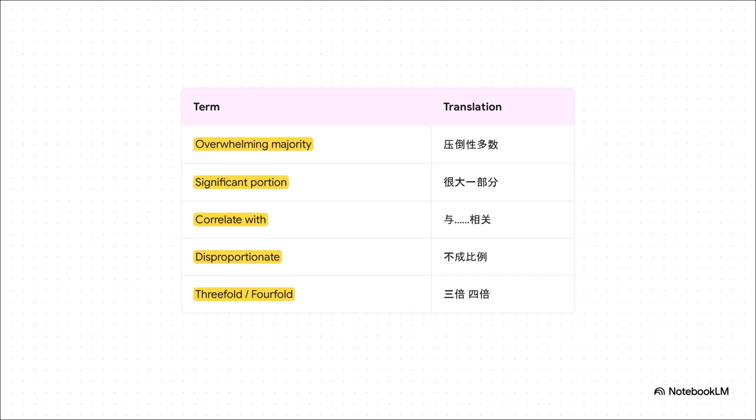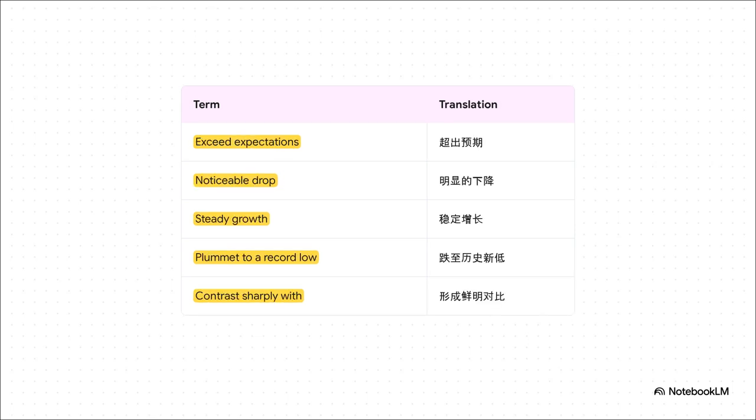And finally, threefold or fourfold. Threefold, fourfold, 三倍, 四倍. Precision numbers like these, they look incredibly natural to native examiners, I promise you. Wrapping up the data section, exceed expectations. Exceed expectations. 超出预期. Great for describing surprisingly positive provincial budget reports. Noticeable drop. Noticeable drop. 明显的下降. Use this to highlight falling crime rates if you're writing a neighborhood funding proposal.